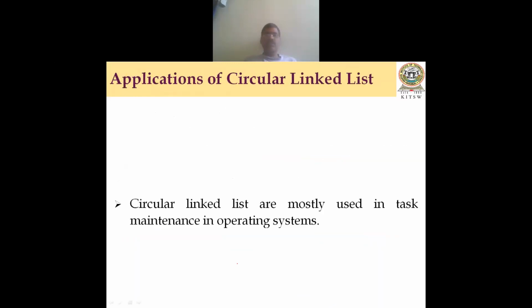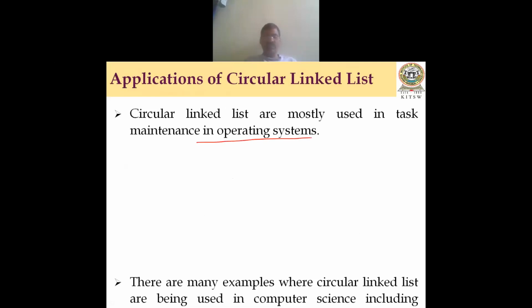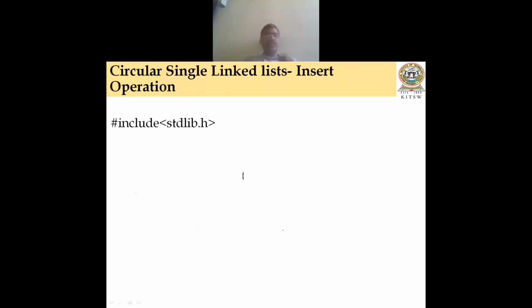What are the applications of the circular single linked list? Circular linked lists are mostly used in task maintenance in operating systems. There are many other applications in computer science, including browser surfing, where a record of pages visited in the past by the user is maintained in the form of a circular linked list and can be accessed again on clicking the previous button.